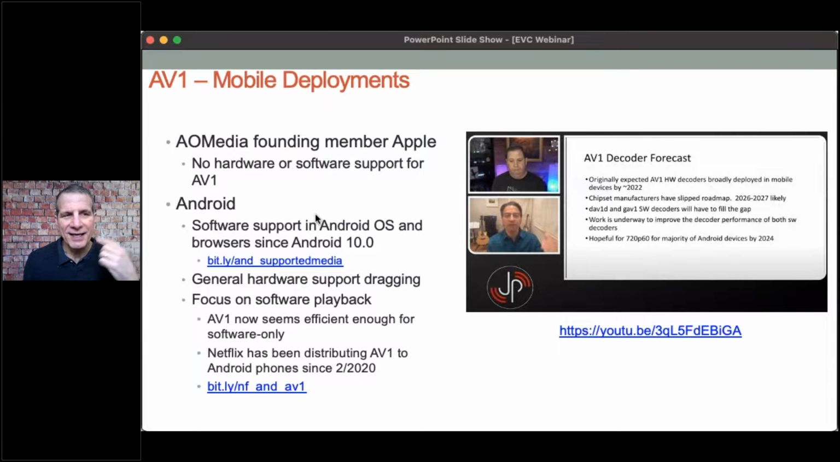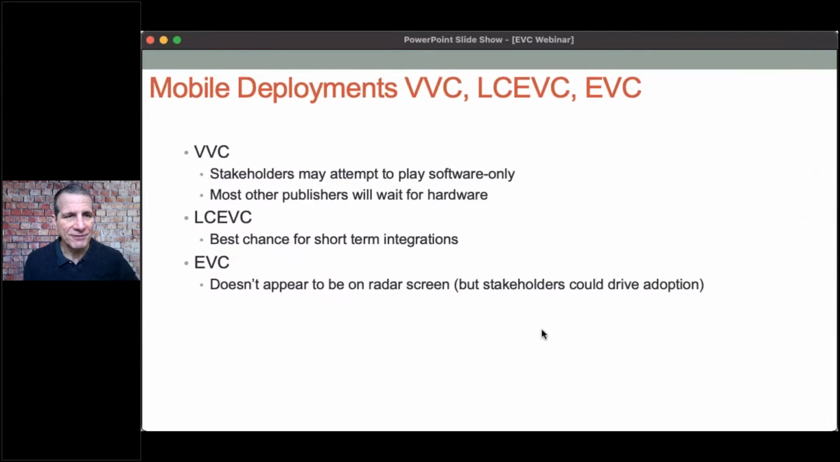AV1 mobile deployments, again, Alliance for Open Media founding member Apple doesn't support AV1 in hardware or software. Android has supported it forever. The 4-year cycle I talked about a moment ago was supposed to bring mobile chip decode to the Android and even the Apple ecosystem by 2022. And this is from a presentation by John Porterfield interviewing David Ronca. And they said the chip shortages have pushed back deployments of AV1 hardware on mobile devices to 2026. And you can see the reference there. I think AV1 is lightweight enough to play in software, but obviously if you're a publisher, you're always going to be concerned about battery life.